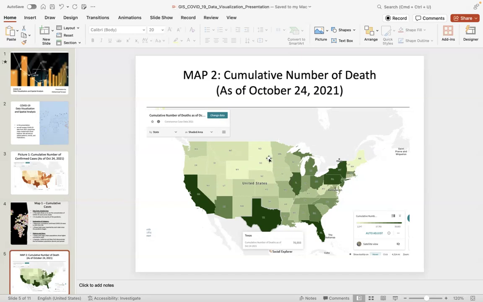Though in states like Wyoming, Idaho, or Utah the numbers are low, still a lot of people passed away in those states. But the darker areas here, those states have a massive number of people who passed away from COVID.